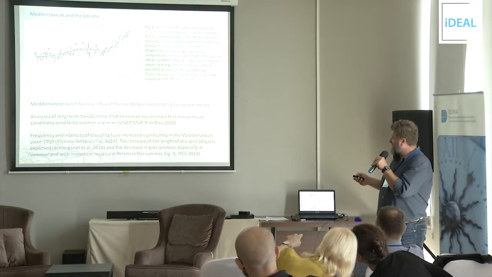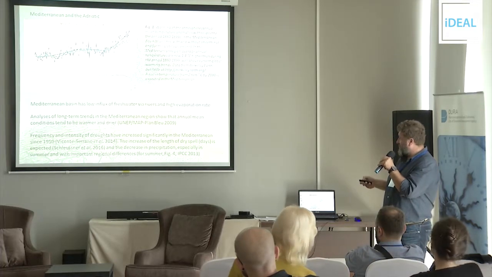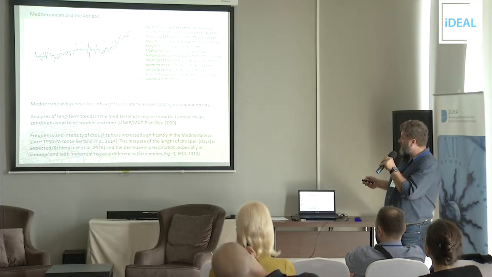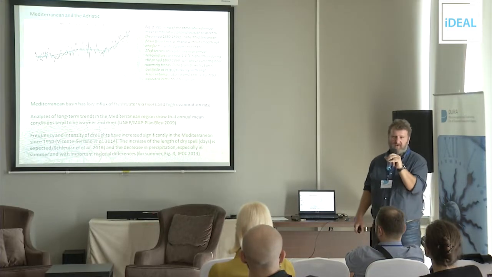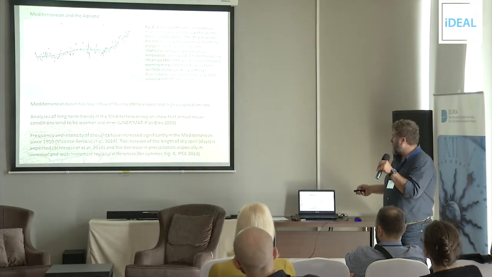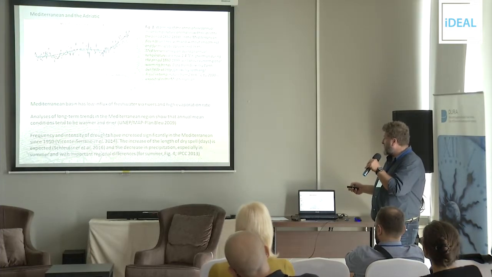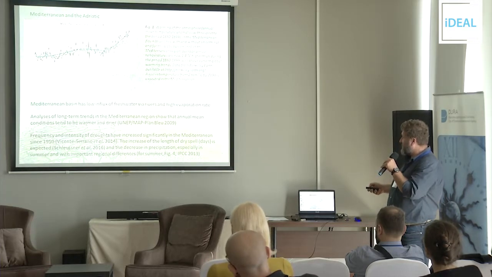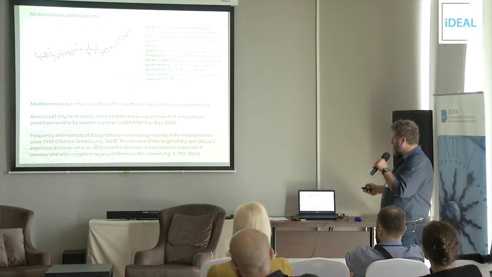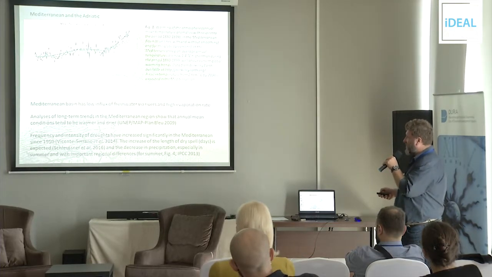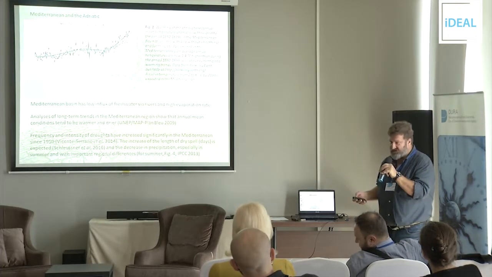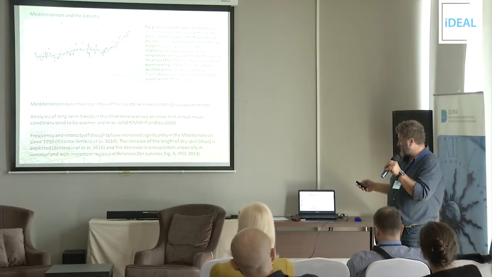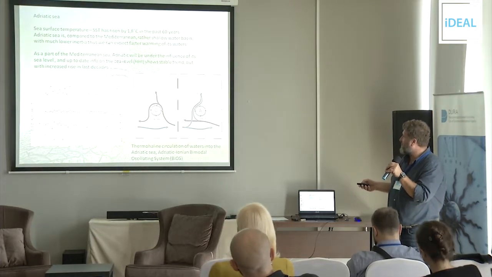You see, this analysis of long-term trends in the Mediterranean region showed that the annual mean of the temperature condition has a trend to be warmer and drier. So basically, it is going to be hotter here. Vicente Serrano et al. in 2014 showed that the frequency and intensity of droughts, dry spells, have increased significantly in the Mediterranean area since 1950. They say that though there is an increase in drought periods, there are important regional differences because from place to place there are different microclimatic influences, which show in more or less dry time.